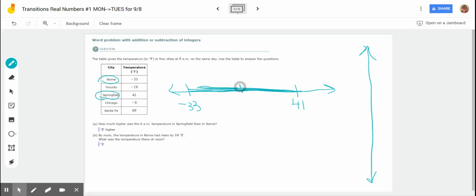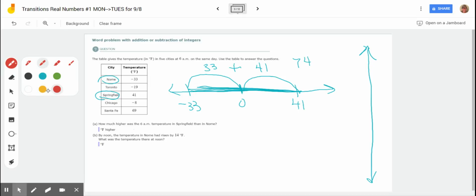I often think of it in real terms. To get from -33 to 0 is 33. To get from 0 to 41 is 41. So you would add them together and you would get 74 degrees. Often with these kinds of problems, in my opinion, it's best not to try to memorize how to do them, but to think about them. It's much better to know what you're doing. All right, take a look at the second one.